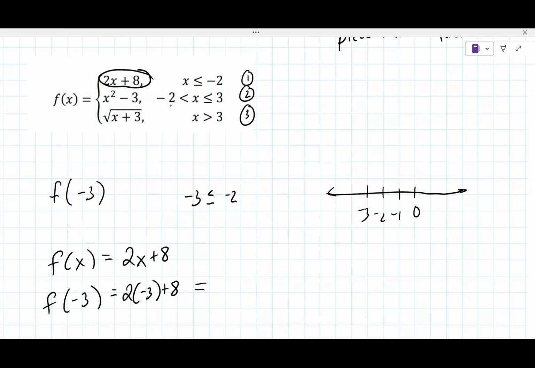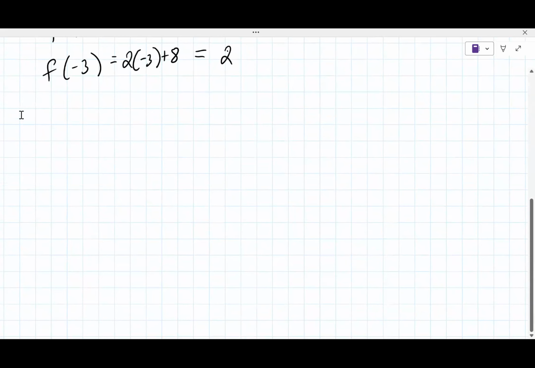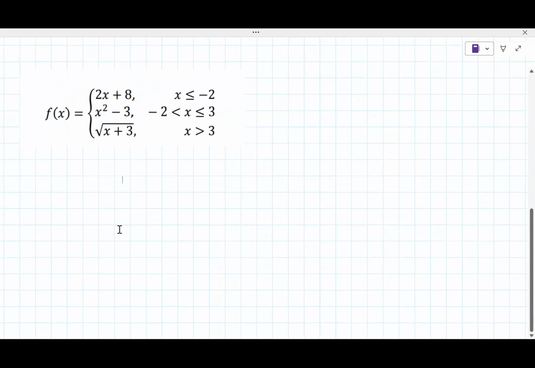It's a 2. It is 2. Very good. All right. So let's look at the same piecewise graph. And I'd like you to find f of -4.